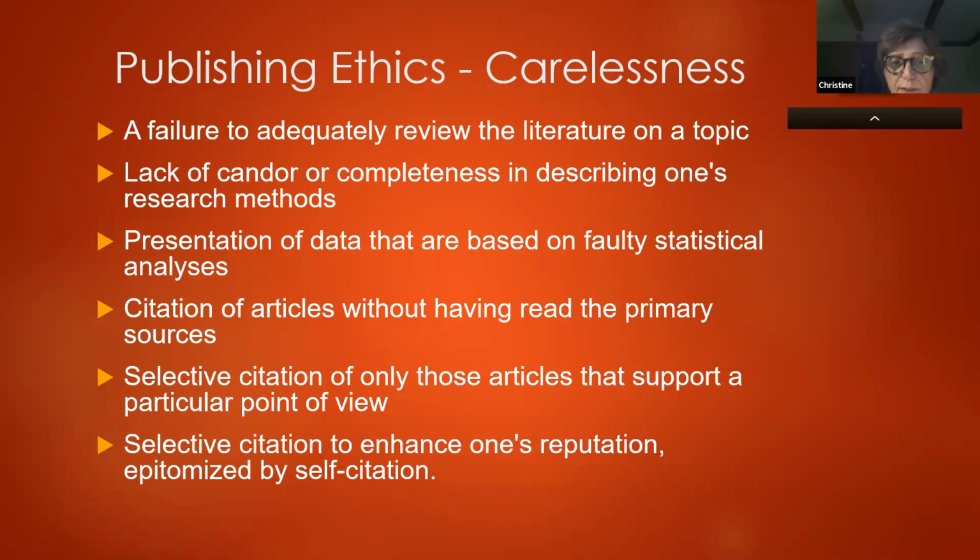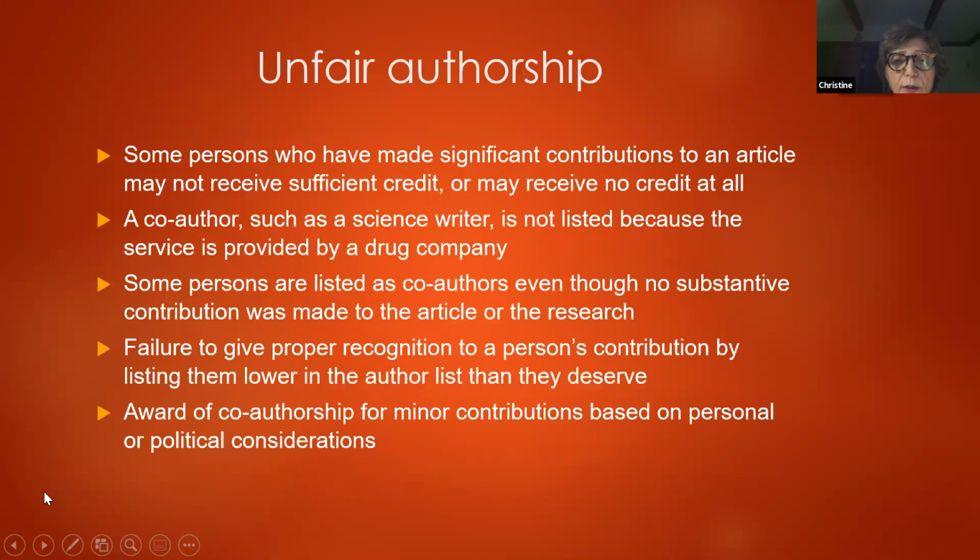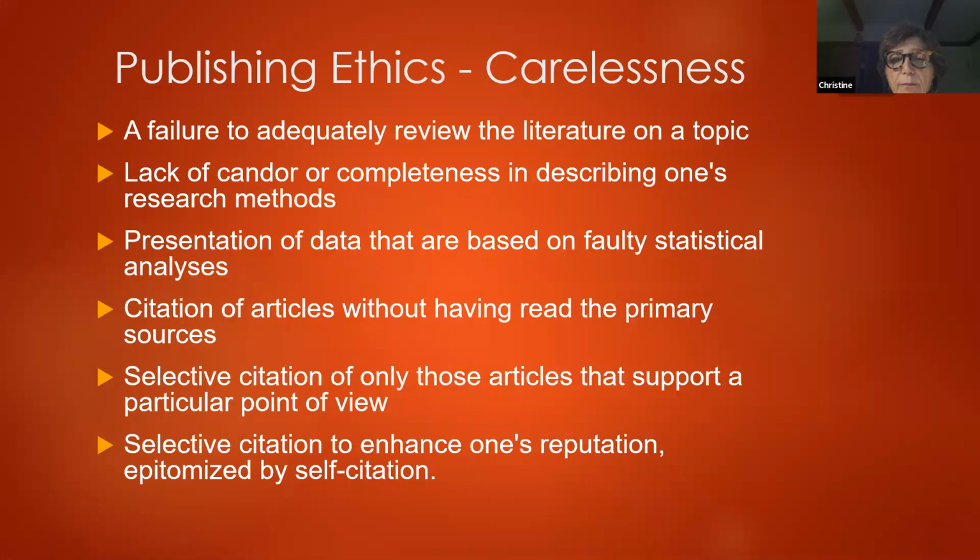Citation of articles without having read the primary sources. You can't just read the abstract or read somebody else's review of the literature. You really need to get in there and review the literature yourself. There may be errors made in the other reviews, so you want to do that yourself and come up with your own understanding of the literature. Selective citation of only those articles that support a particular point of view. That's not uncommon either. And again, it's a mistake that doesn't necessarily mean the author was careless, but it can be viewed that way by reviewers. So you want to be careful of bias.